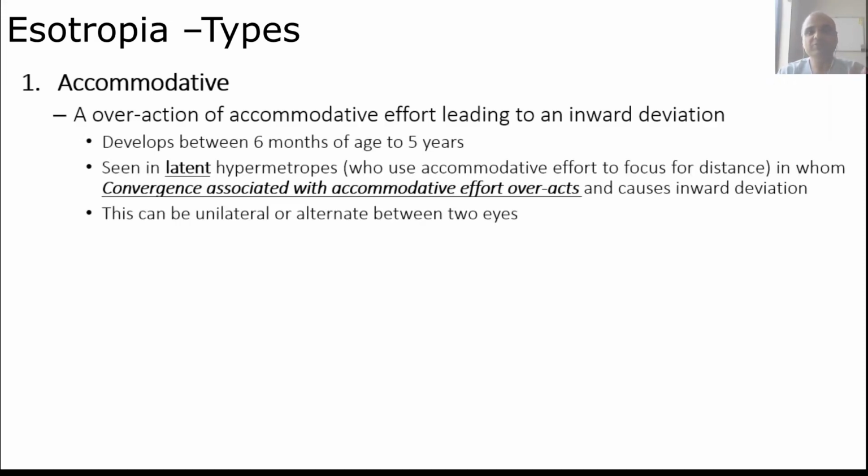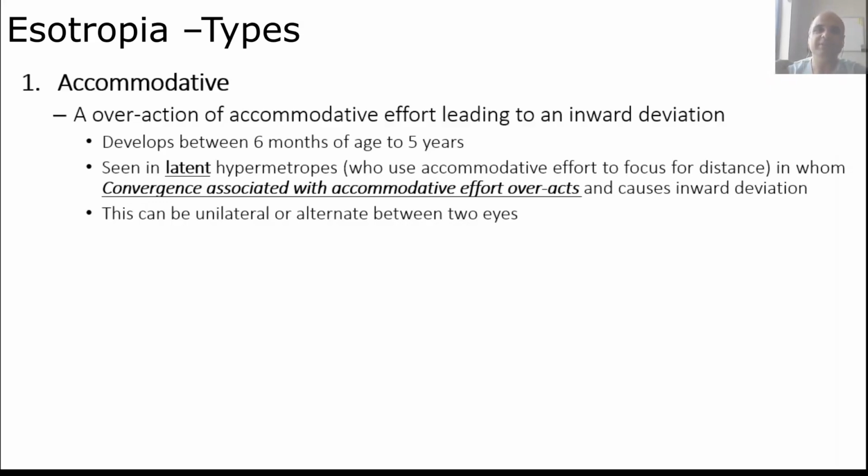So this is usually seen between 6 months of age to 5 years of age. And now I'm going to speak the name. This is seen in latent hypermetropes. And latent hypermetropes were using their accommodative effort to focus clearly for distance. And in these individuals, what is going to happen is that there is too much convergence for a given amount of accommodation. Remember, accommodation reflex involves pupillary constriction, convergence, together with the lens becoming more globular. So whenever these individuals use their accommodative effort, the accommodation reflex activates, so the eye also converges.